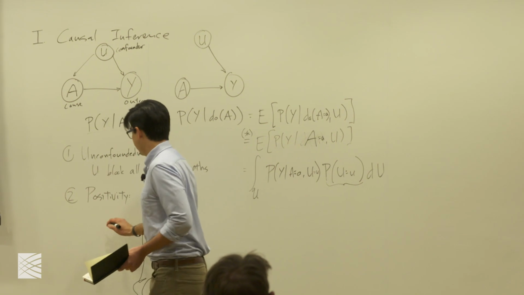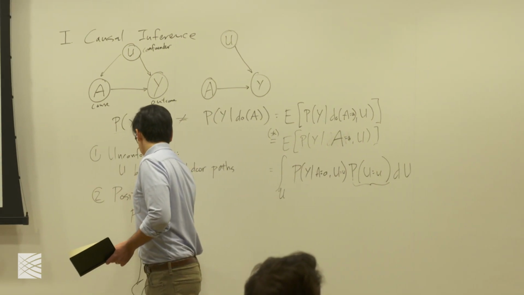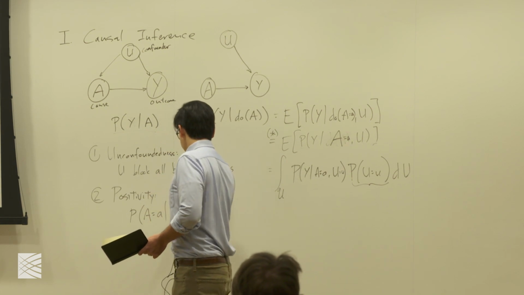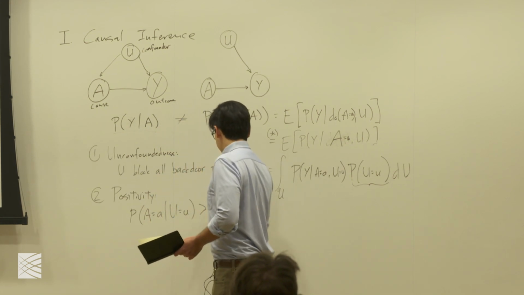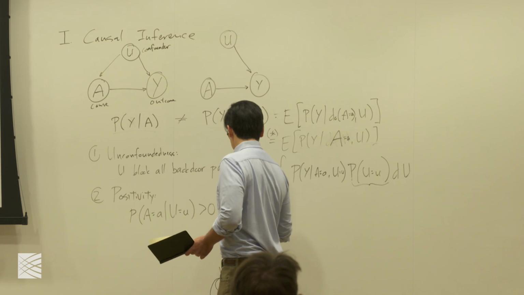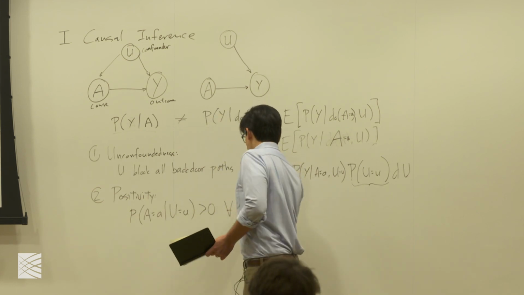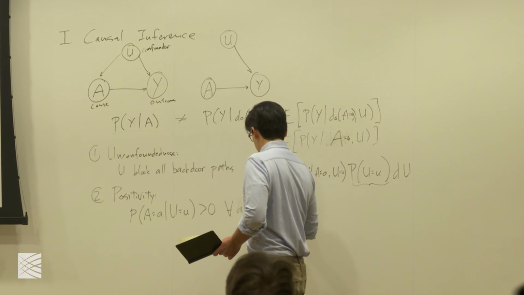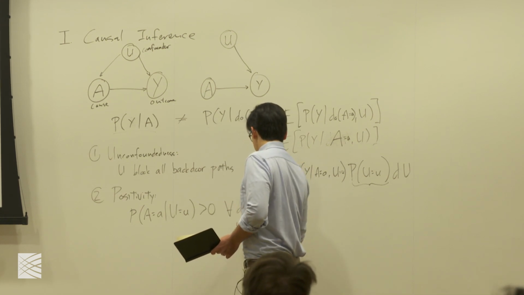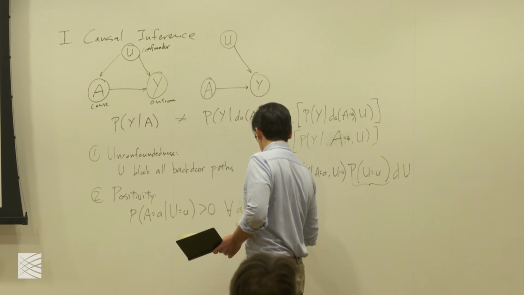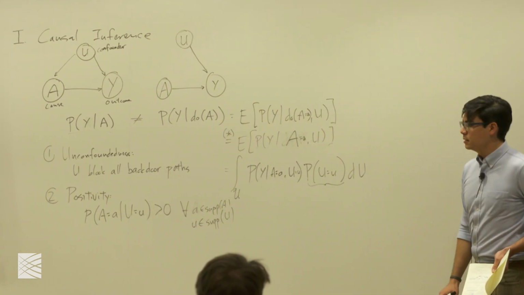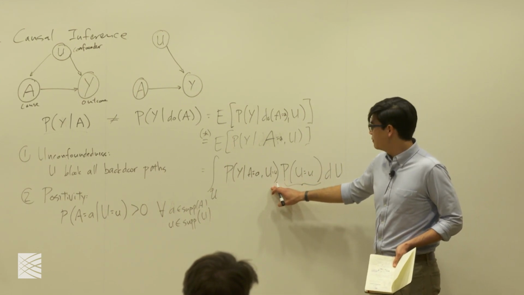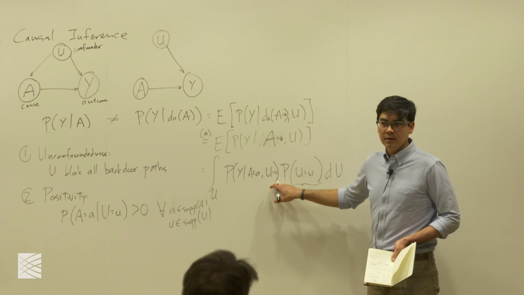I'm not going to be using super rigorous notation here. So I'm just going to say the probability that A is equal to A, given U is equal to U, is greater than 0 for all values A in the support of A and values U in the support of U. So essentially, we need to be able to observe this outcome regression function for all values of A and U.